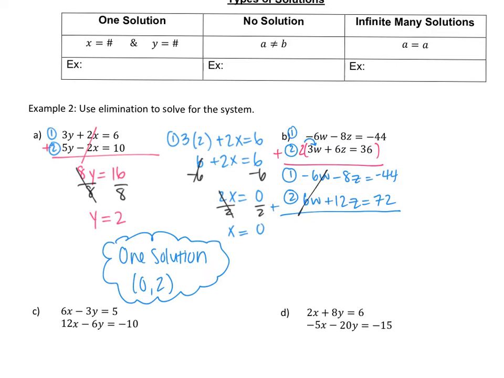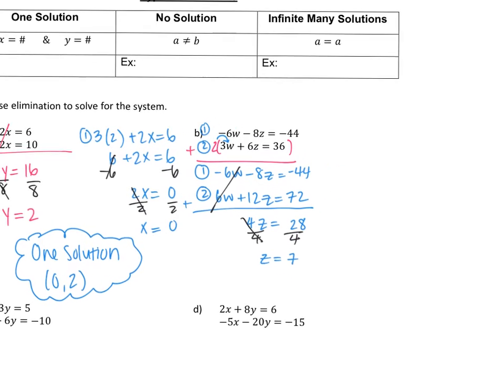So that cancels, leaving me with -8 plus 12, which is 4z, and then -44 added with 72. They're opposite signs, so if I add them, I get 28. And it'd be a positive since the positive here is bigger. And if I divide by 4, that cancels. Z is equal to 28 divided by 4, which is 7. All right, so I have z. I still need to find w, so the hard part's over.